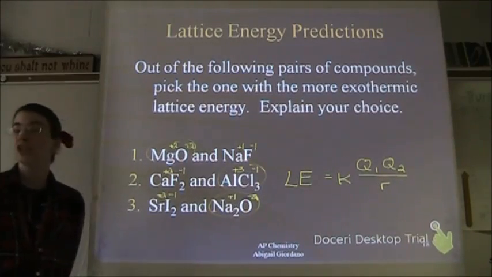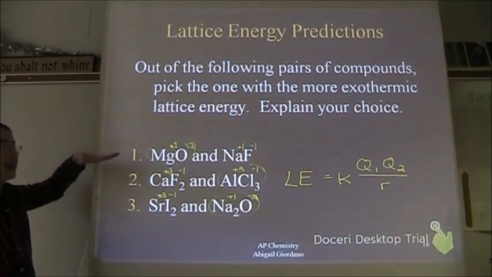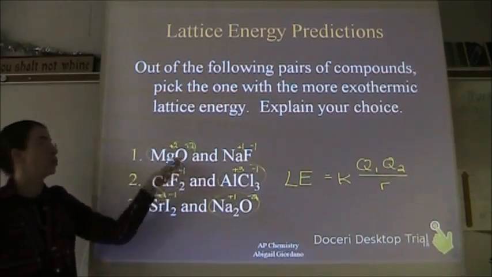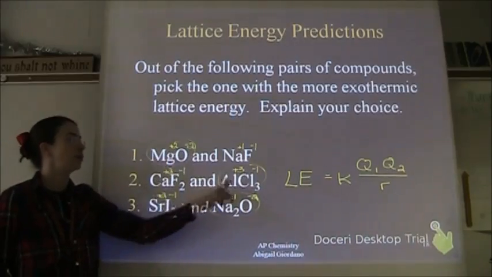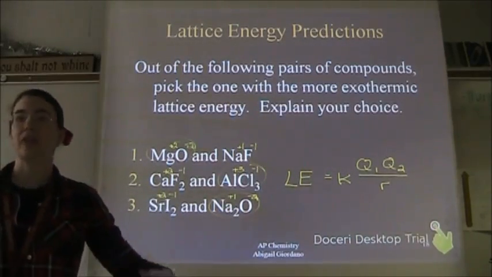Okay, well, let's talk about the wording here. For numbers 1 and 2, your explanation would just say the compounds that we've circled contain more highly charged ions. That's all you'd have to say.